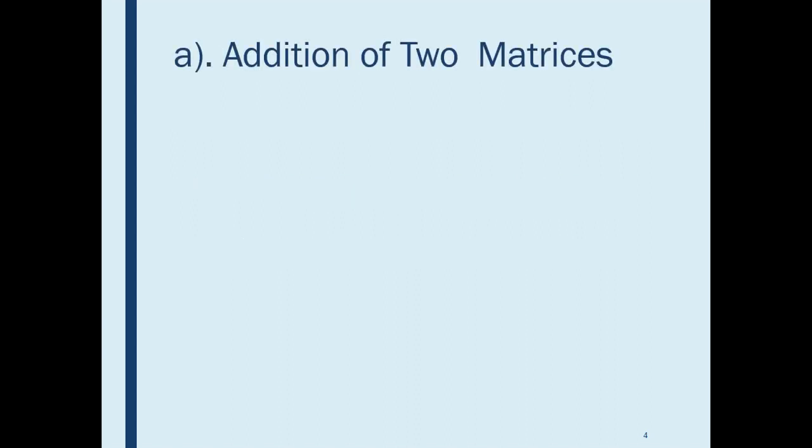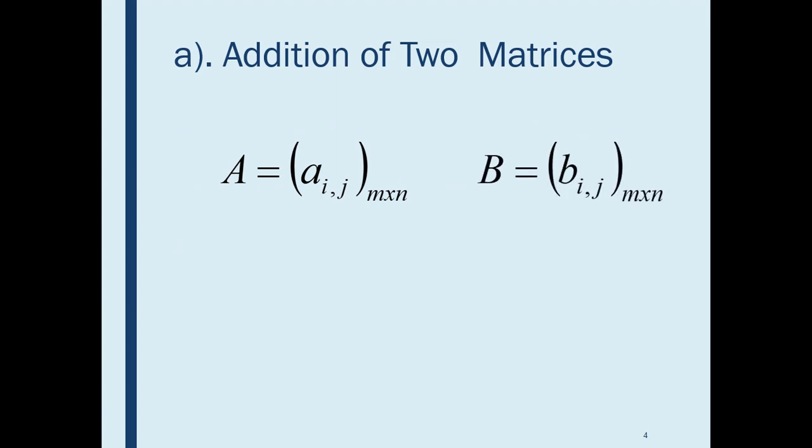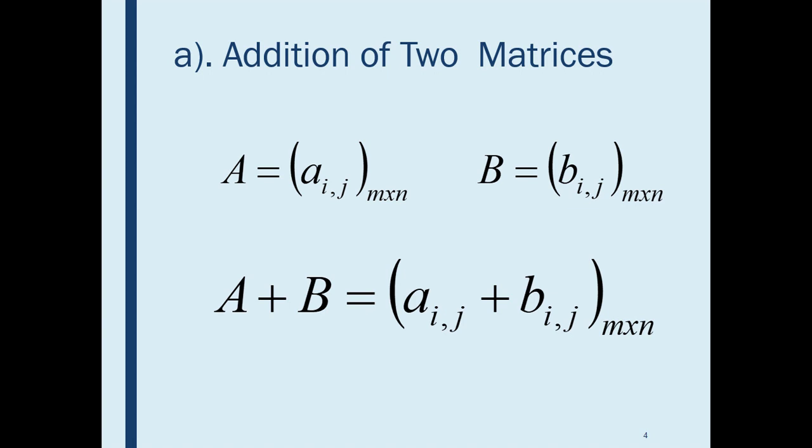Let's consider two general matrices with the same order m by n and the addition of two matrices A plus B equal to matrix which has the same order, adding corresponding elements together.